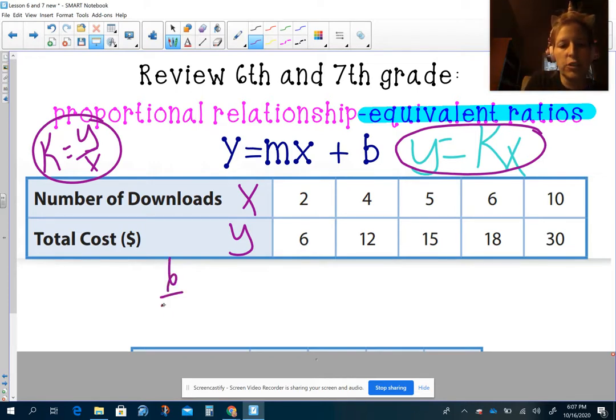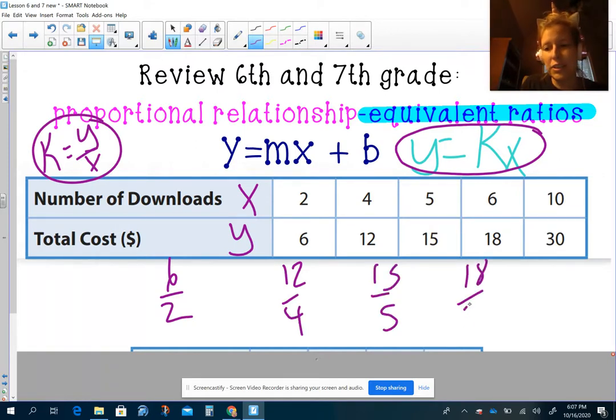Did you give me a 6 over 2? Did you give me a 12 over 4? A 15 over 5? An 18 over 6? A 30 over 10? Look at my reciprocals. I flipped every one of them. I need y over x. We're going to really push this lesson as far as change of y over x. I want my y over x.